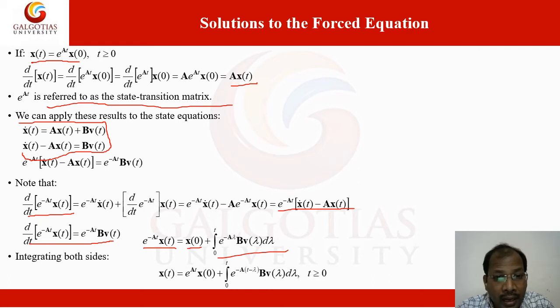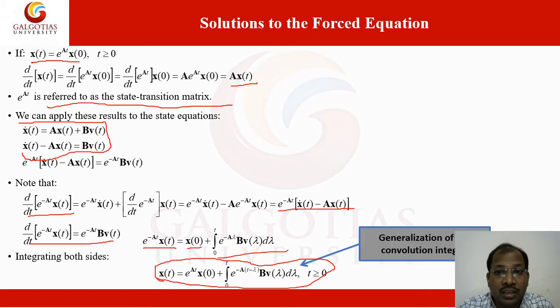When we divide by this, finally we get the solution in the continuous domain: x(t) equal to e to the power At into x naught plus the integral from 0 to t of e to the power A(t minus lambda) B u(lambda) d lambda. Lambda is the variable with respect to which we are integrating. This is the solution of the forced equation, meaning in presence of the input. This is the generalization of the solution.